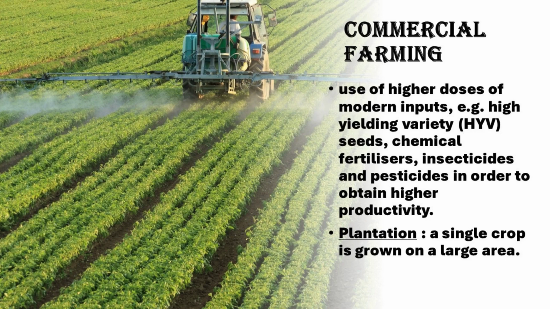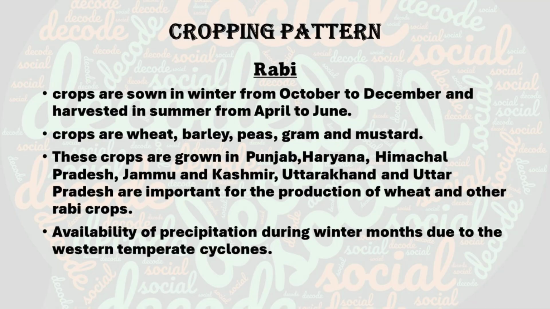What is the next topic of this lesson? Cropping seasons. Actually, in our India, we have three main cropping seasons. What are they? They are Rabi, Kharif, and Zaid. Rabi crops are sown in the months of October to December, and are harvested in the months of April to June.